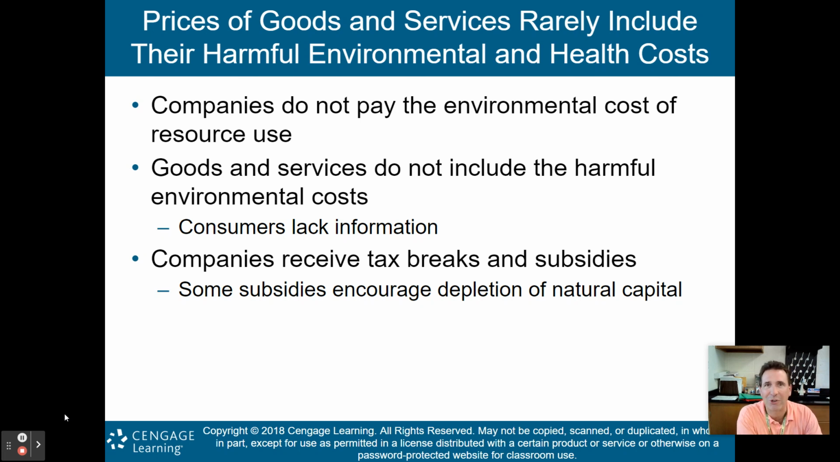That's because this chapter is kind of an introductory chapter, so we are bouncing around a bit. So, what does this mean? This means companies do not pay the environmental costs of resource use. Goods and services do not include the harmful environmental costs. And again, that's because of lack of information to the consumers.